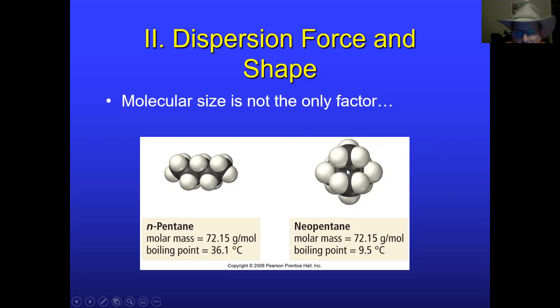This one doesn't pack as tight. It boils at 9.5. This one really packs in really tight. It boils at 4 times the temperature. So 2 factors we need to take into account if we're going to look at how great the dispersion forces are. The one is the larger the molecule, the more dispersion forces it's going to have. The second one is the straighter the chain, the stronger the dispersion forces are going to be. And remember, the stronger the force, the more energy you're going to have to put in, the higher temperature it's going to take to boil it.